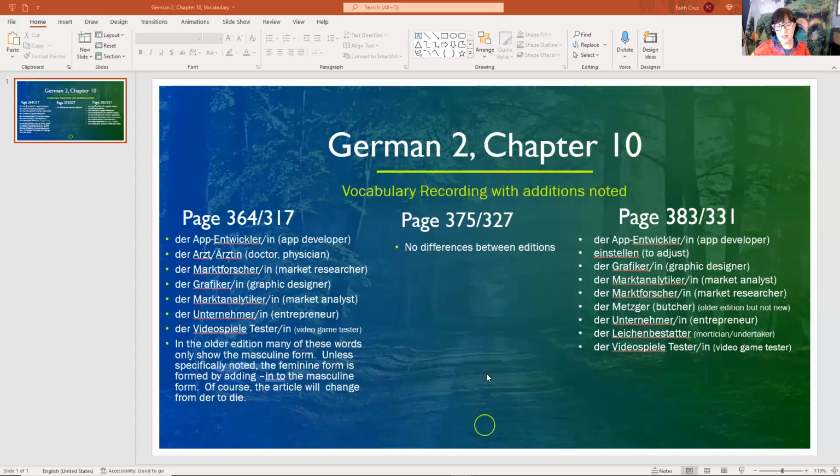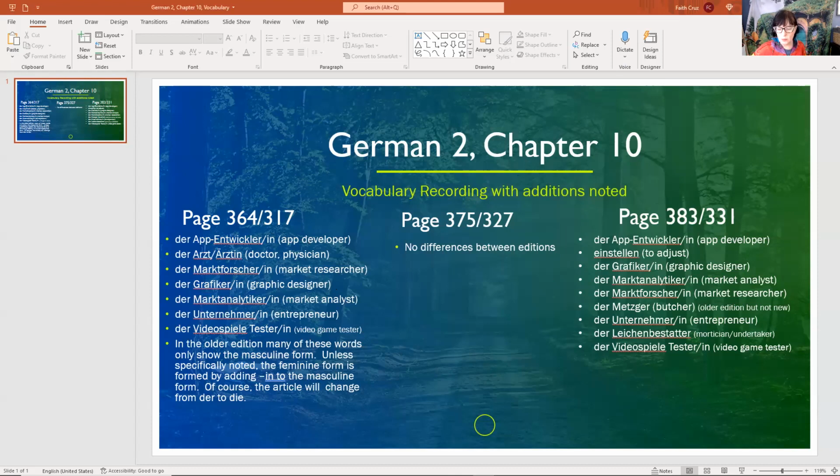Willkommen. This is German 2, Chapter 10, Vocabulary. So Deutsch Aktuell, Kapitel 10, or Deutsch Aktuell 2, Kapitel 10. So start with me, please. If you have a 7th edition, 364. If you have a 5th or a 6th edition, 317. So we're talking about occupations here.